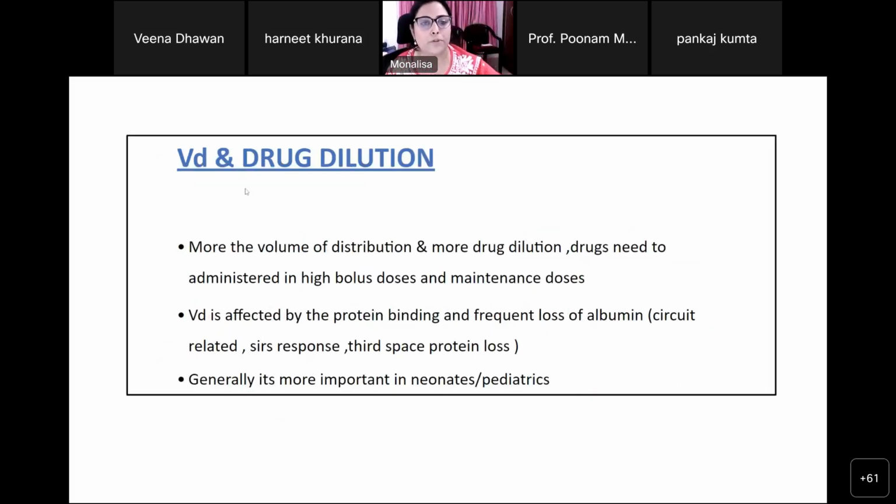Next, coming to the volume of distribution and drug dilution. The more the volume of distribution, the more the drug dilution. The drugs need to be administered in high bolus doses and maintenance doses, isn't it? So volume of distribution is affected by protein binding and frequent loss of albumin in the circuit, or SIRS or third spacing or whatever. Albumin is going to be low. So volume of distribution is being decided by these factors, mainly the protein binding and the albumin levels. And generally it is more important in neonates and pediatrics, but in adults also we need to keep this in mind.